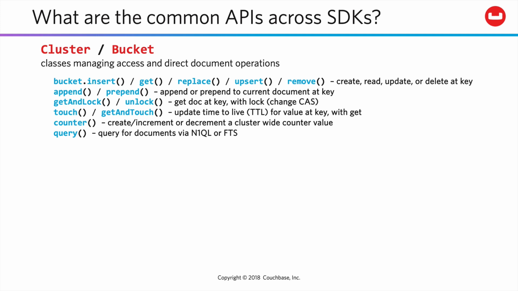Developers will work with cluster and bucket objects to insert, get, replace, upsert, and remove documents. You can also append or prepend to documents, which is a conceptual entry point to our whole API for SubDocument manipulation. We support optimistic locking via CAS, or check and set values. We also support automatic document expiration, which can be managed by extending the TTL, or time to live, for any given document. We support cluster-wide counters, and queries, whether N1QL or FTS, full-text search, are passed how you might expect.